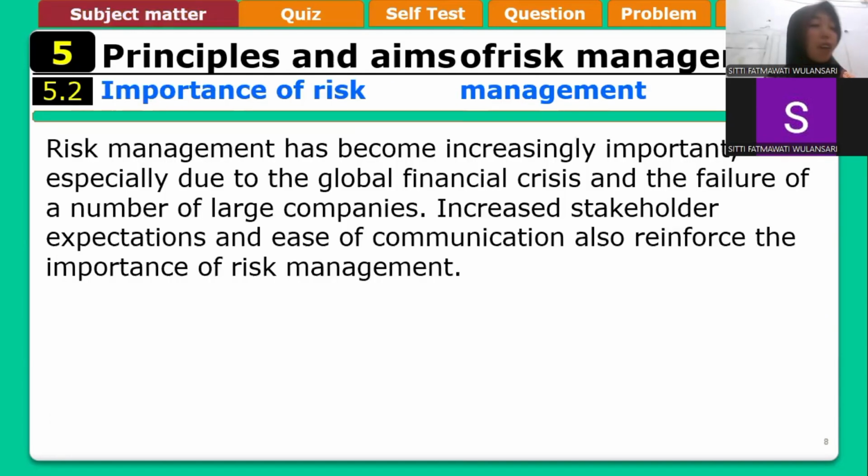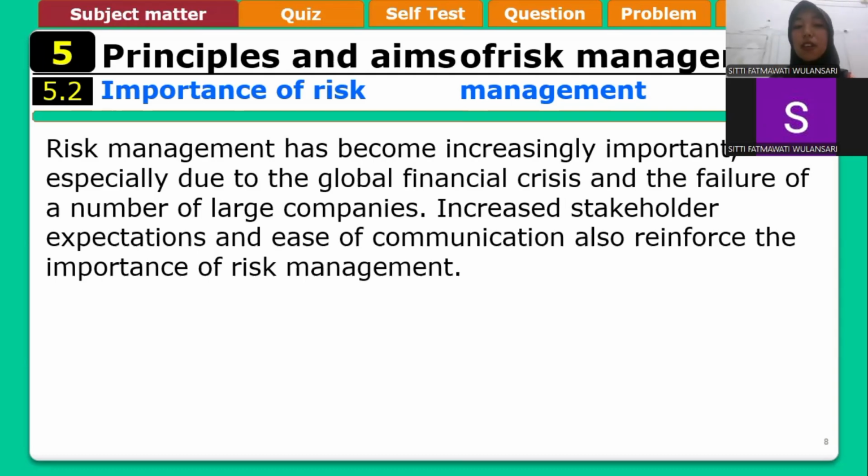So we move to the next slide, 5.2 about the importance of risk management. Risk management has become increasingly important, especially due to the global financial crisis and the failure of a number of large companies. Increased stakeholder expectations and ease of communication also reinforce the importance of risk management. With risk management, organizations can make better decisions, improve efficiency, and provide greater assurance to stakeholders.